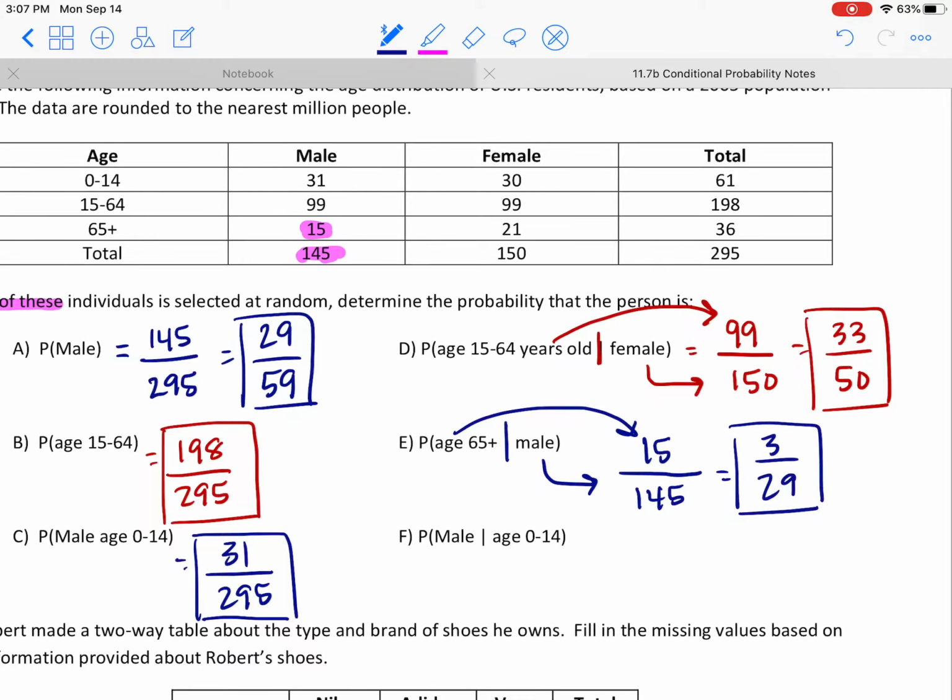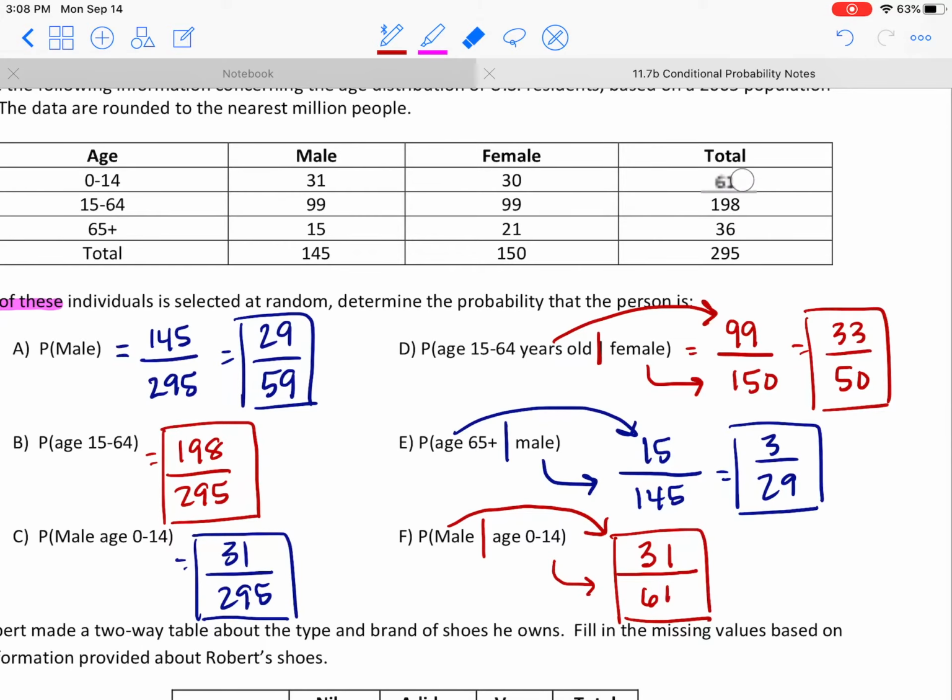And if you want to try the last one, if you're feeling good about it, go ahead and pause and give it a shot. Okay, this last one. Well, what's the probability that it's a male given that they're 0 to 14? So we are only looking at the 0 to 14. 0 to 14 is 61 total. That's the bottom of the fraction. That's all we're looking at. Of those 61, how many are male? So of those 61, 31 are male. And that's not going to reduce. So that's our answer on that one.